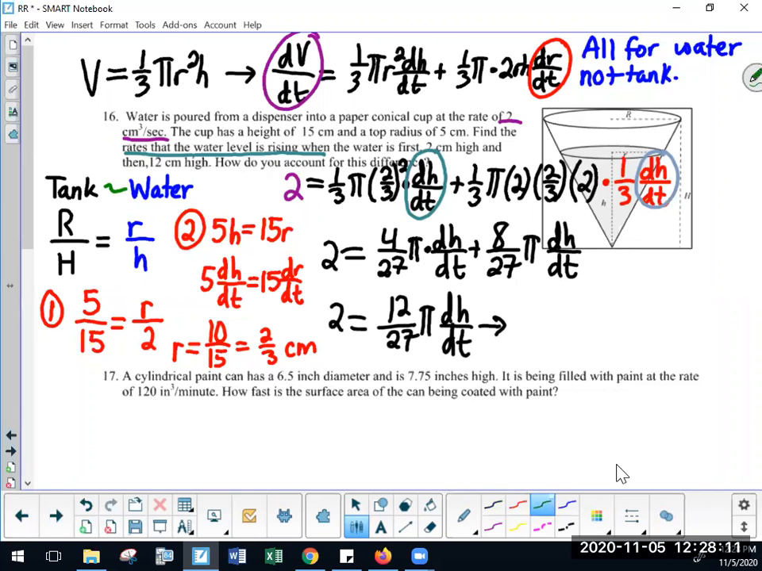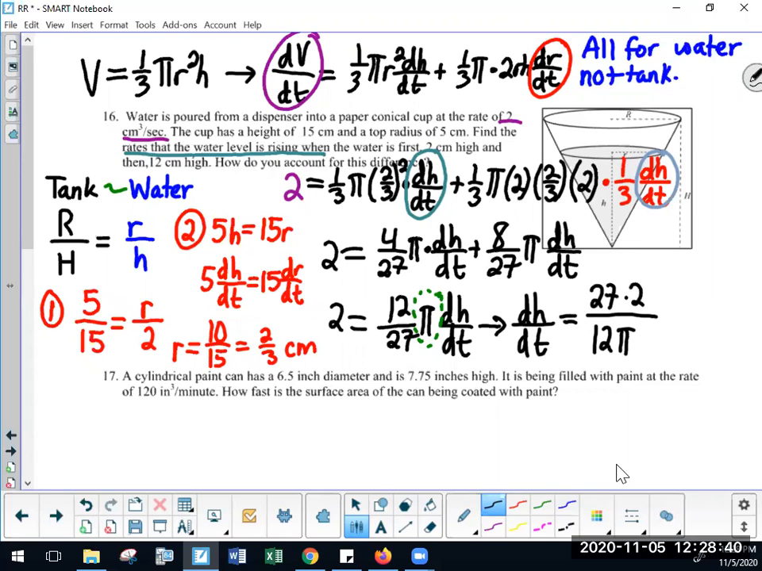And this is where the algebra does get a little bit tricky. This h right here, remember that h is in the numerator. So you have to divide both sides by pi. So when I do that, dH/dt, I'm dividing both sides by 12 pi. So I have 12 pi and then a 27 times 2.